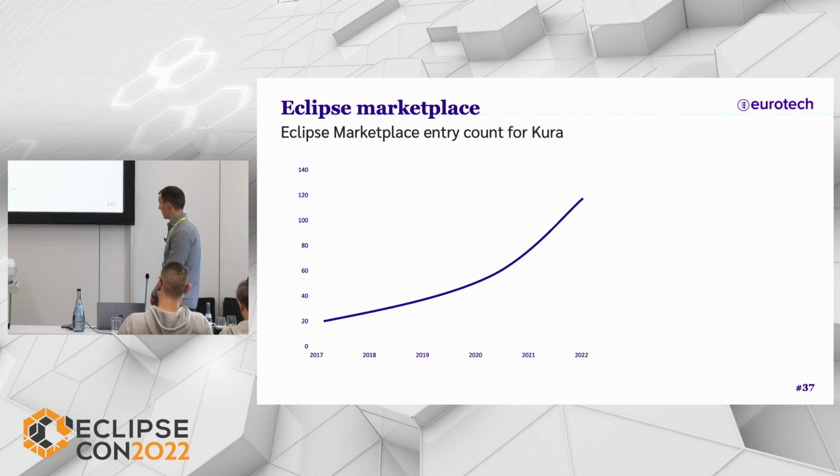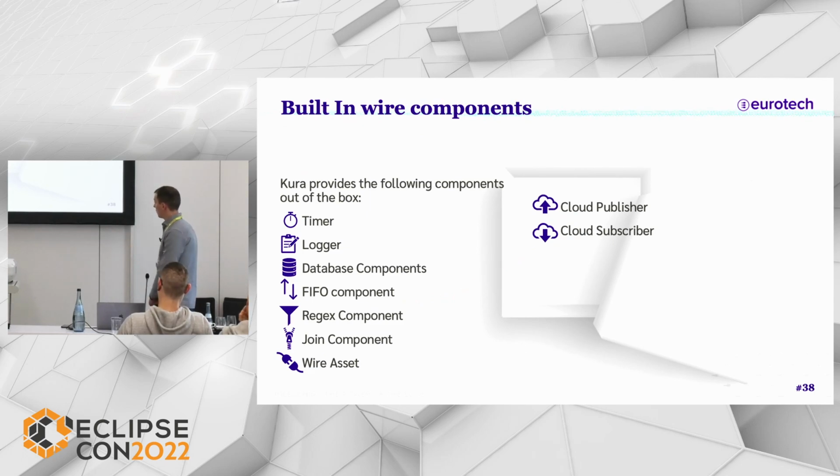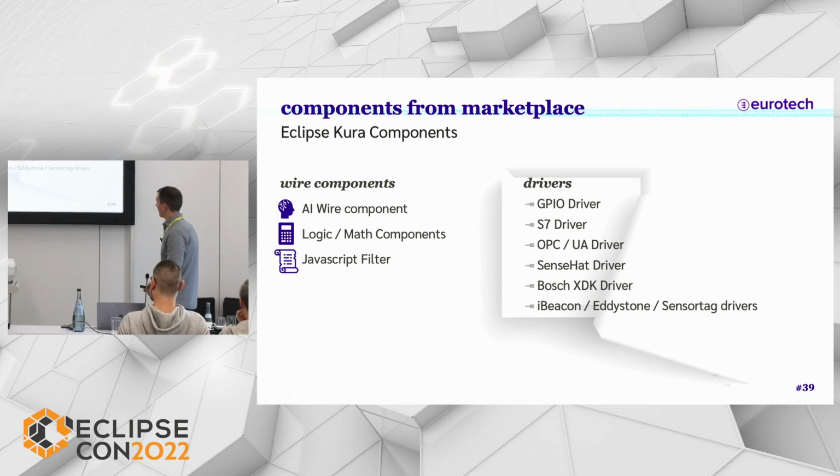And most of them are field protocol implementations and wire components. After you install Kura out of the box, you will get these components available: timer, logger, the cloud publishing and subscribing part, the asset. These components are open source and maintained by the Eclipse Kura team. Some other components, open source and developed by us, are available on Eclipse Marketplace. For example, the AI component, the script filter, and some driver implementations. One that allows you to interact with GPIOs, Siemens S7 driver or OPC-UA, drivers for some development boards, and also Bluetooth.